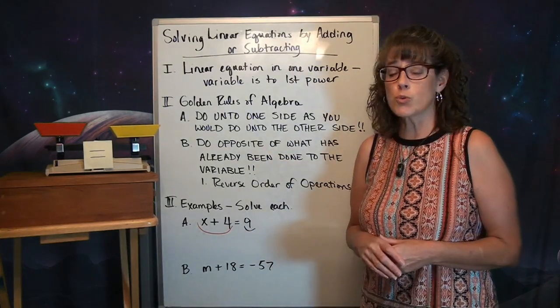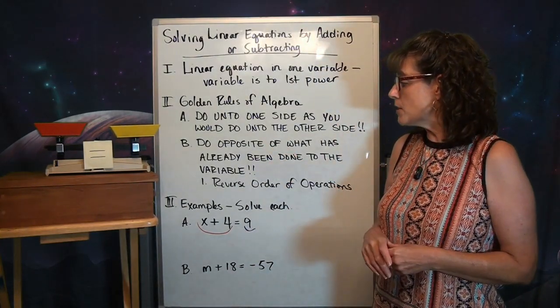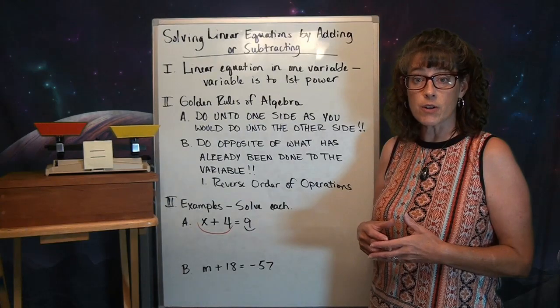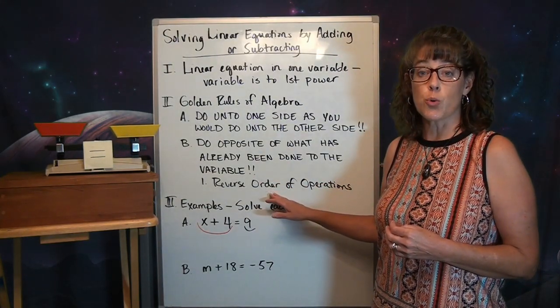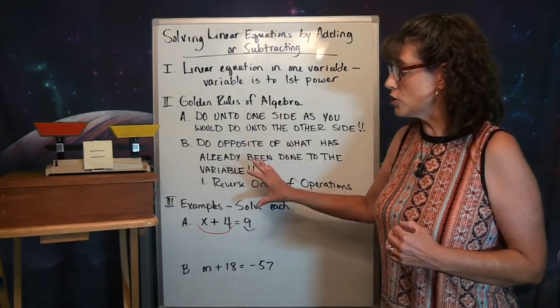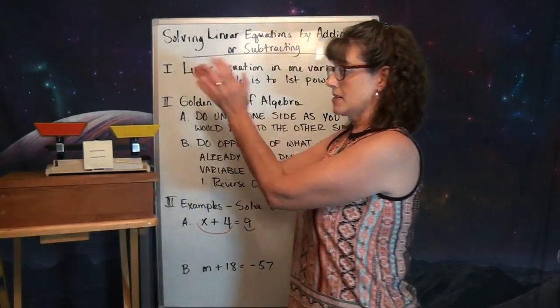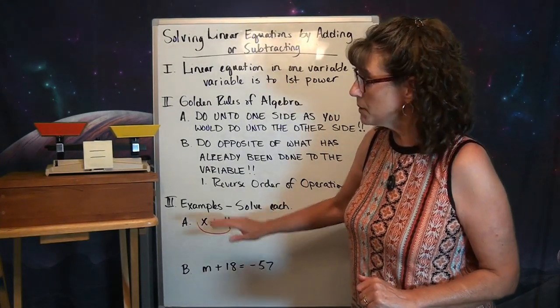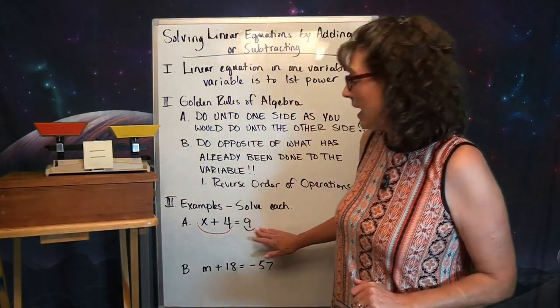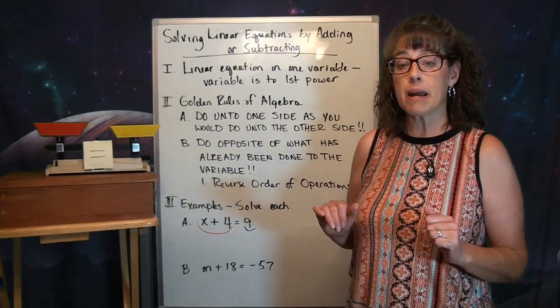The second of the golden rules of algebra says, do the opposite of what has already been done to the variable. And basically what that means is I'm going to reverse the order of operations. Now, in order for these two to make sense, let's take a look at the illustration that we have here. So we have our x plus 4 in the red pan, and we have our 9 in the other pan, and it is balanced out.